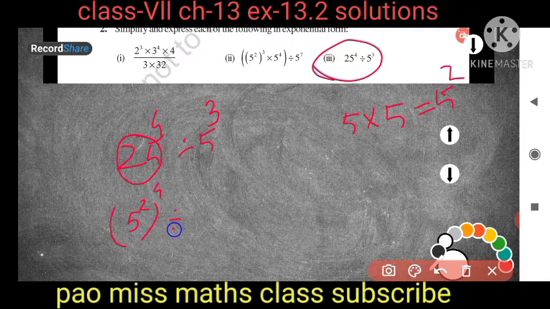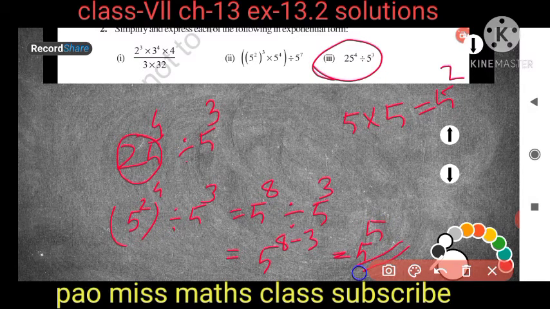Again divided by 5. Now when you solve, 5 to the power 2 into 4 is equal to 8, and divided by 5 to the power 3. Sorry, 3 is here, isn't it? Now the bases are same and they are divided, so the power will get minus. So 8 minus 3 is equal to how much? 5, isn't it? So what is the answer? The answer is 5 to the power 5 for question number 3.